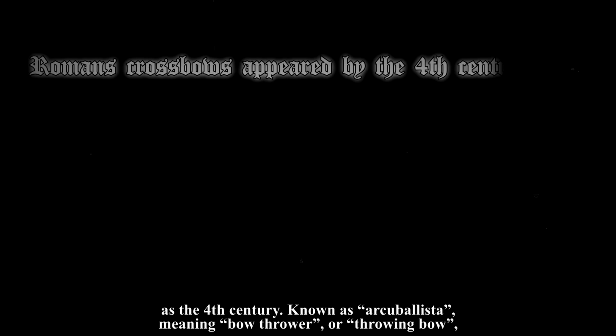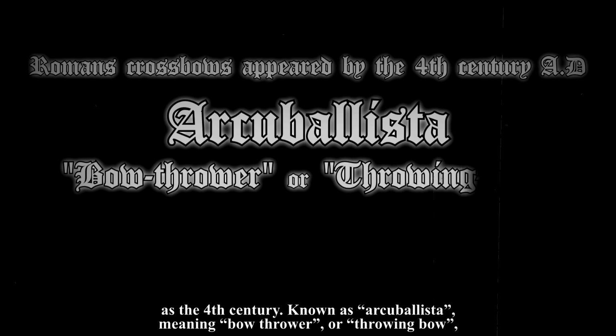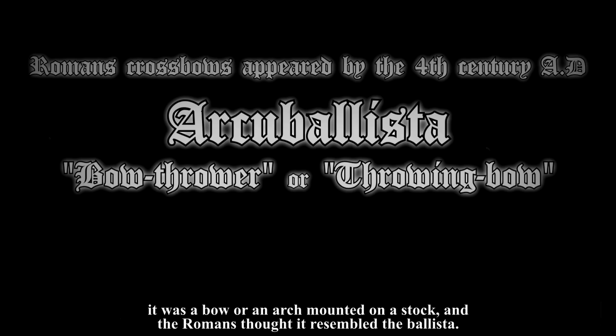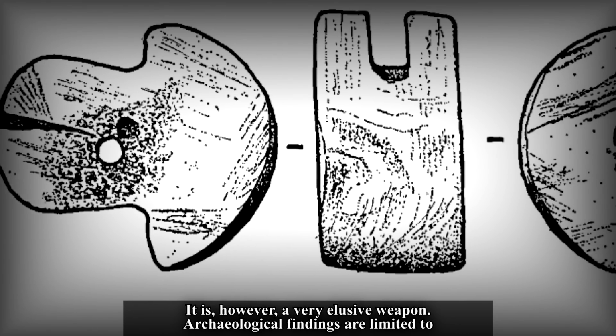In the Roman world, crossbows appeared as early as the 4th century AD. Known as arcuballista, meaning bow thrower or throwing bow, the exact meaning isn't especially relevant, since it was obvious that the name was more literal. It was a bow or an arch mounted on a stock, and the Romans thought it resembled the ballista. It is, however, a very elusive weapon.